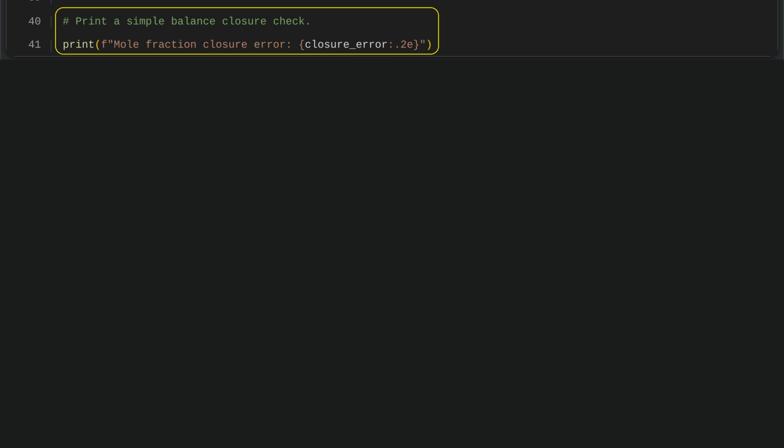The code checks whether the mole fractions add up to 1 by measuring the absolute difference between their sum and 1. It prints this closure error in scientific notation, helping confirm that the composition calculations are accurate.